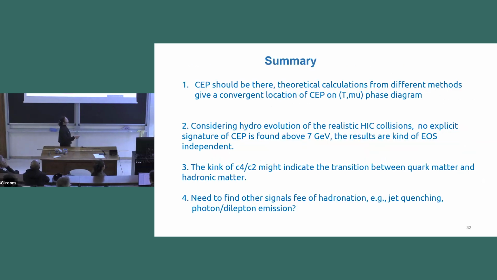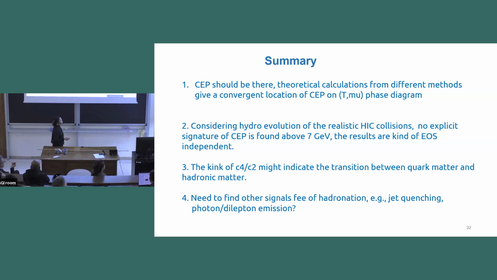Okay, the summary. From theory, the predictions are that the critical point should be there. I'm a theorist, so I believe that it's there. And all the non-perturbative QCD models' predictions for the location of the critical point almost converge at some point. So the critical point is there, but the question is how can you find it from experimental data?